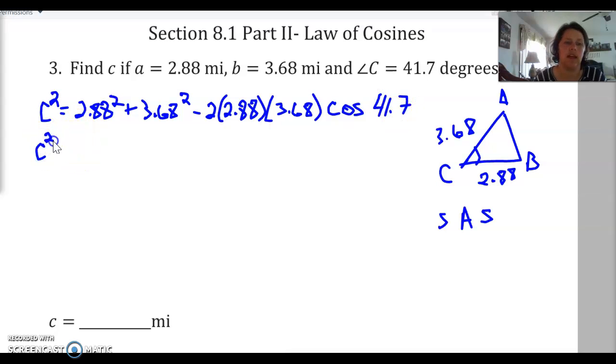Okay, and then again, go through, solve. You can put all of that into your calculator. Just make sure you get all your operations correct, but you should be able to do it all in one time. And then you get c squared equals 6.010. Take the square root of both sides, don't forget that one, and then 2.452 will be your final answer for that, 2.452 miles.